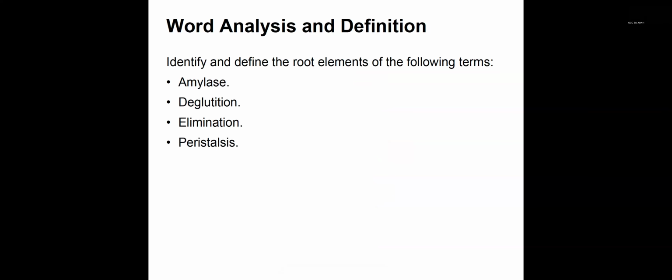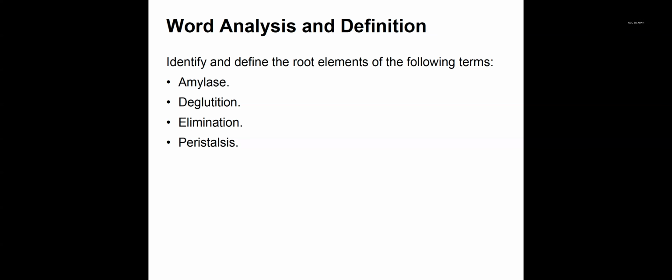Word analysis and definitions. So you have the word amylase. Root is amyl. Definition is an enzyme that breaks down starches into simpler monosaccharides and disaccharides. Deglutition. Root, deglut, to swallow. Deglutition is the act of swallowing. Elimination. So the root is eliminate, to expel or remove. This process is the expulsion and removal of indigestible substances and waste from the body.